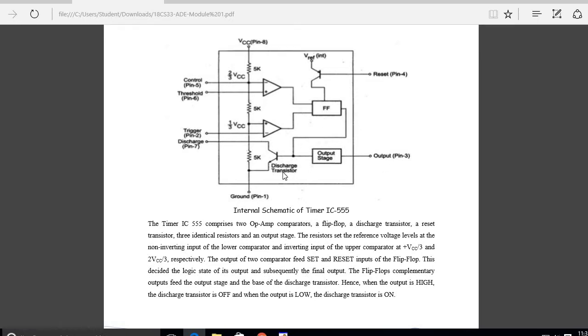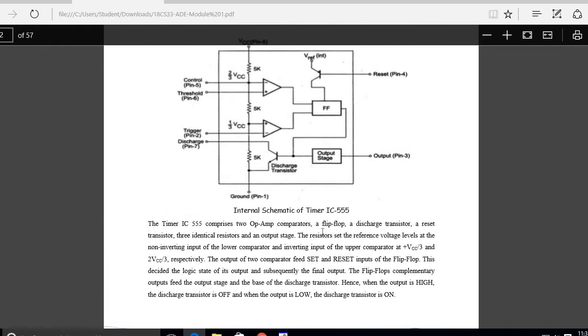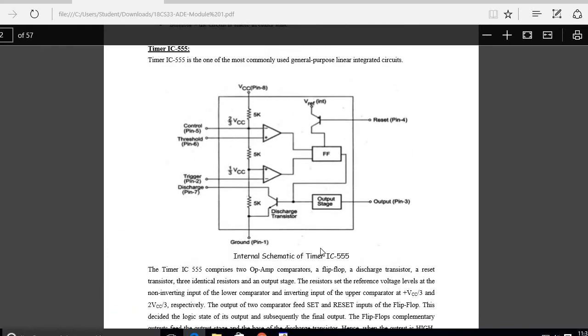After that, the base of the discharge transistor is again connected to the output stage. So the scenario is, when the output is high, the discharge transistor is off. Whenever the output is high, the discharge transistor should be off. When the output is low, the transistor should be on. This is the working condition of the timer IC 555. This is the internal schematic diagram of timer IC 555.